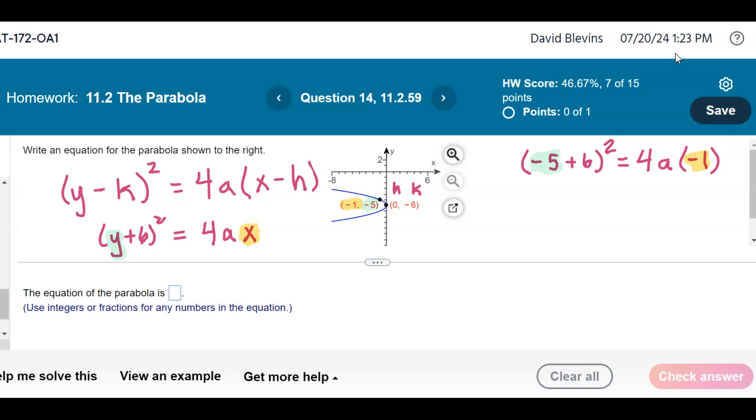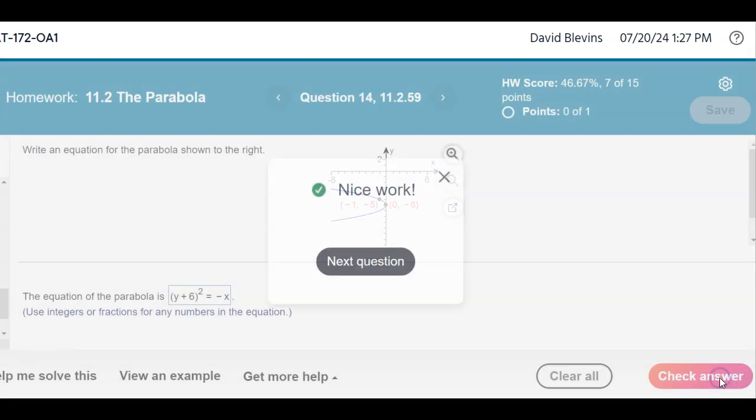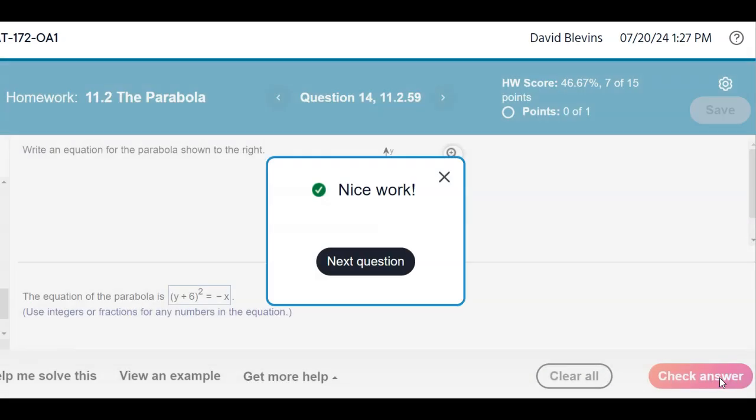All right, -5 plus 6 is 1 squared. 1 squared is just 1. 1 times 4a would be -4a. So now I can just divide both sides by -4, and I get a is -1/4. So 4 times -1/4 is -1. So just -x. So there's my equation: y plus 6 squared equals -x. All right, then I'll check my answer, and I can verify that it works.